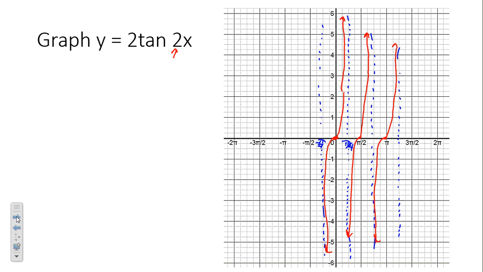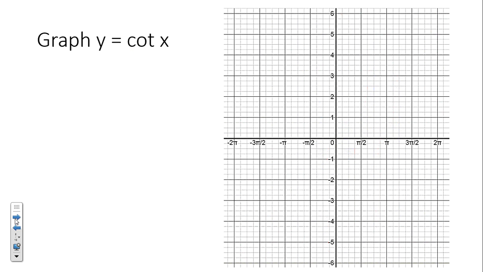The 2 before the tangent is going to be a vertical stretch. Okay? So it's making it taller faster. At 45, instead of being up at 1, it's going to be up at 2. Okay? All right, here we go. Introduce you to cotangent.